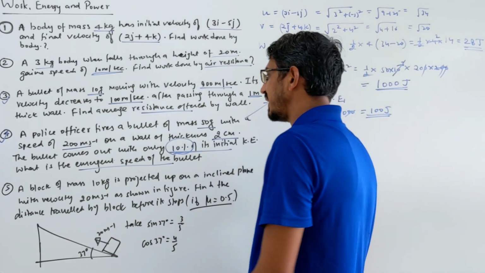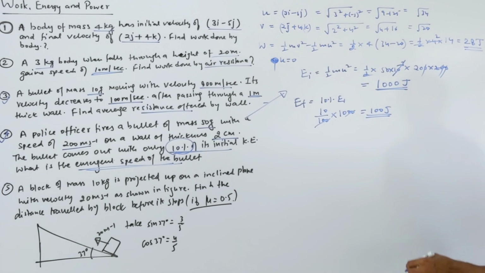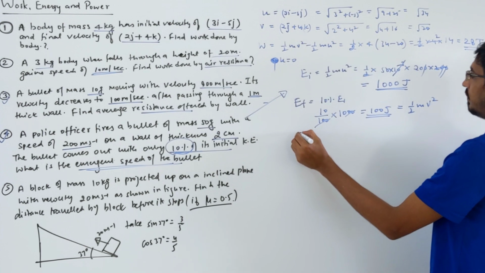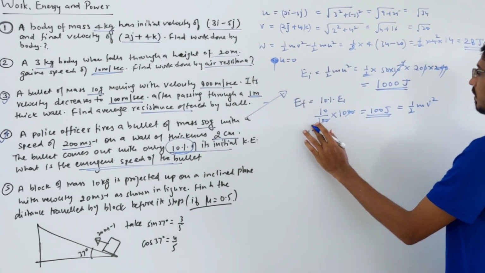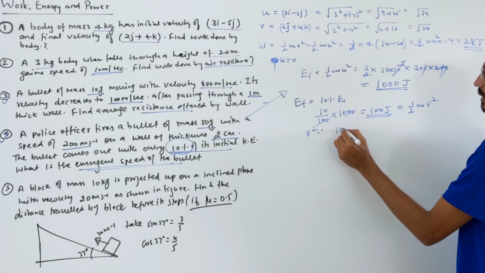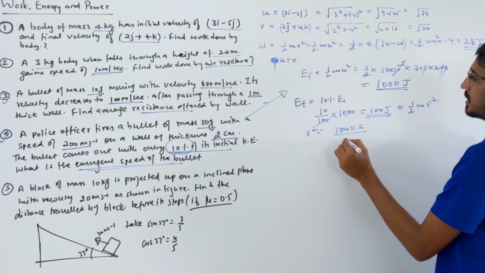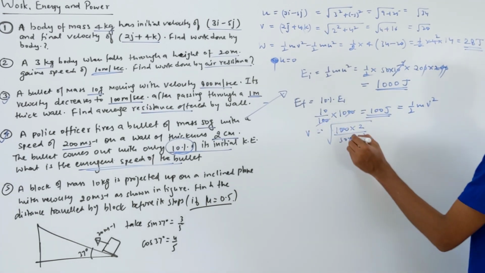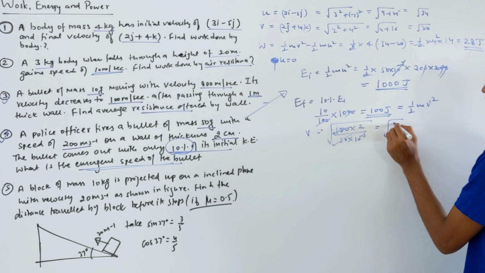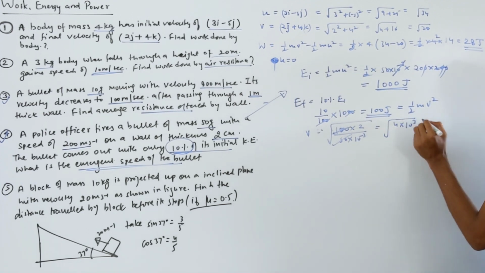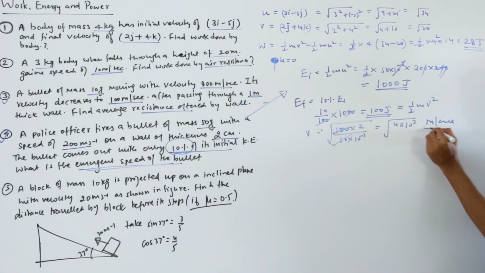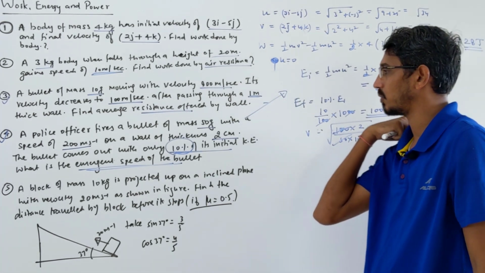Now what are they asking? What is the emergent speed of the bullet? So they are asking speed. This you can write equal to simply half m v final squared. Let's find v. So v squared will be equal to 100 into 2 divided by mass, given as 50 gram, 50 into 10 power minus 3, and v is the root of this value. 50 goes 2 times here, so this becomes 4 into 10 power 3. So approximately, just 4 into root 3 meter per second. That will be the velocity.